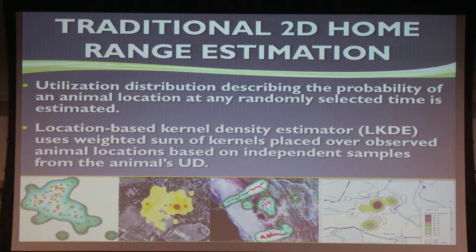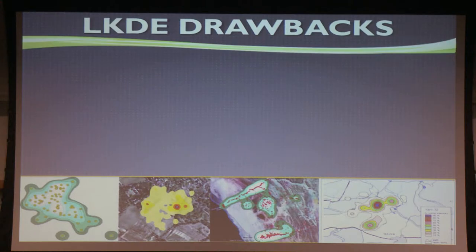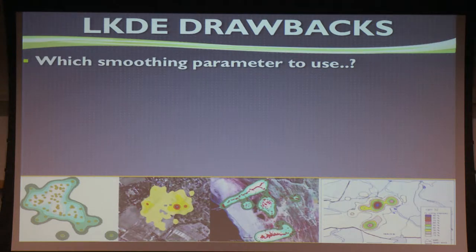And traditionally, we use location-based kernel density estimators, or LKDEs, which use a weighted sum of kernels placed over observed animal locations based on independent samples from the animal's UD. So that's all these things like traditional kernel analyses. But there's a number of drawbacks with traditional location-based kernel density estimators. First one of which I'm sure you're aware of: which smoothing parameter do you use? There's a bunch that you can choose from, and this makes cross-study comparisons potentially difficult.